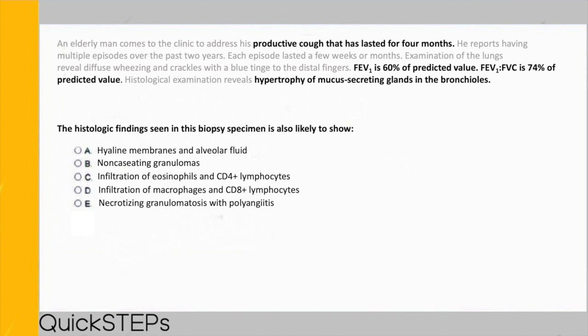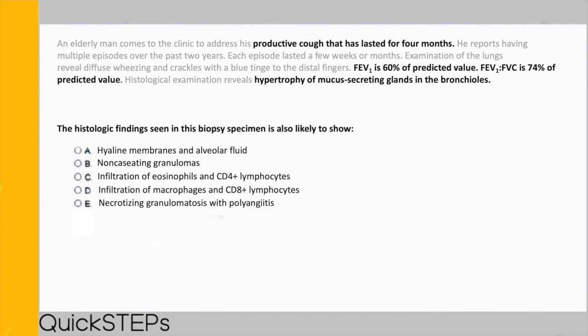Answer choice B, non-caseating granulomas. This could be from a few different things. It could be from a foreign body. It could be from sarcoidosis. Typically in the lungs, whenever they mention non-caseating granulomas, they really are hinting at sarcoidosis. But sarcoidosis presents with a restrictive pattern of lung disease.